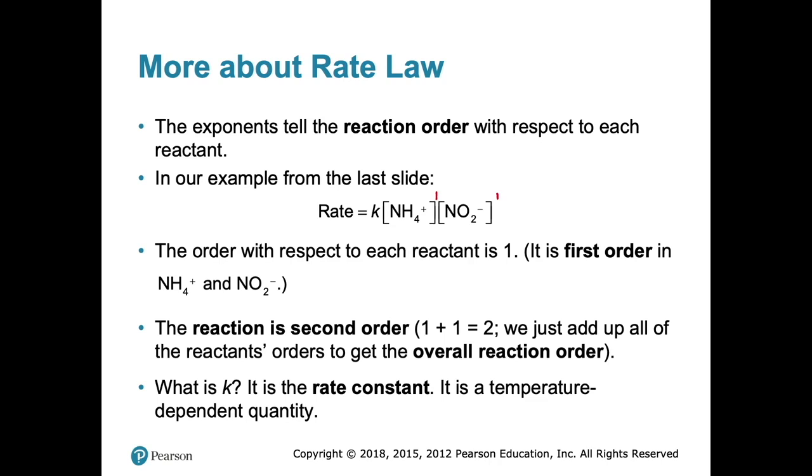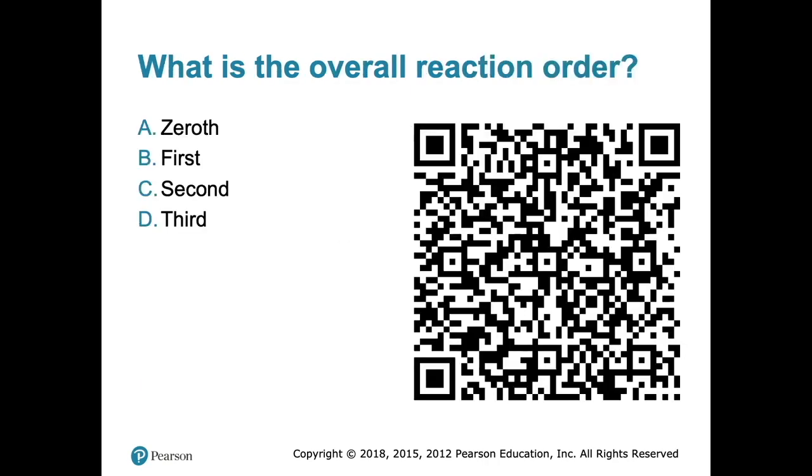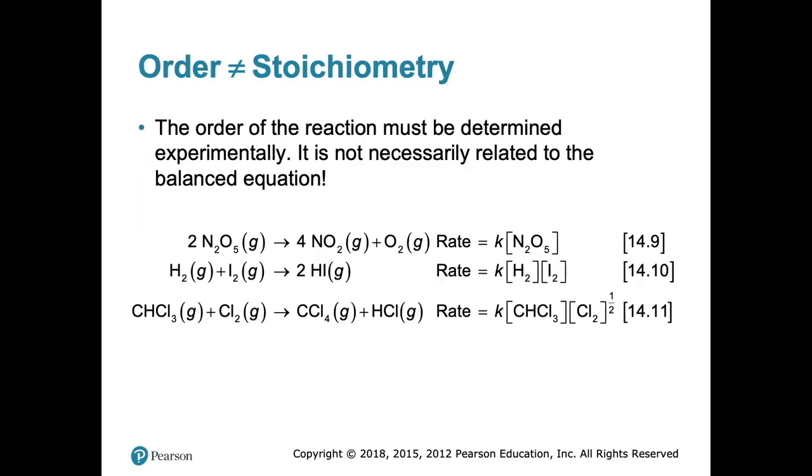So we can also find out what K is, with some concentrations. But the rate constant is a temperature dependent quantity, and we'll get to that in just a sec. Here are some other reactions where it's not a 1-to-1 ratio, and so you get different reaction orders. It's not necessarily always related to the balanced equation.